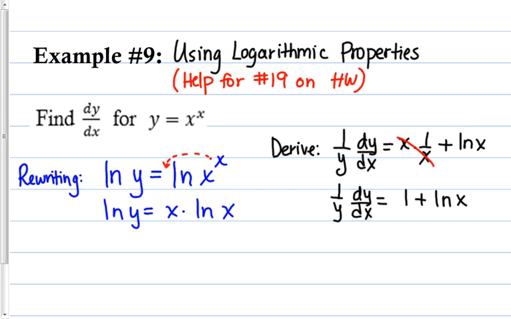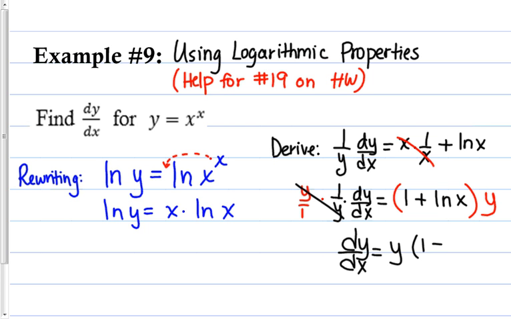Now I've got to get the dy/dx by itself. Right now it's being multiplied by 1 over y, so I need to multiply by the reciprocal of that, which is y over 1, to get rid of it. On the other side, I'm going to multiply by y over 1, which is just y. So now I have dy/dx equals, I'll write it in the front, y times 1 plus the natural log of x.